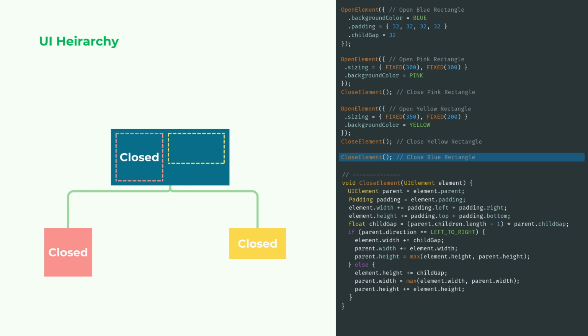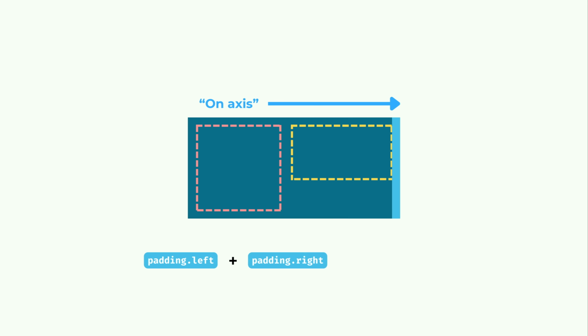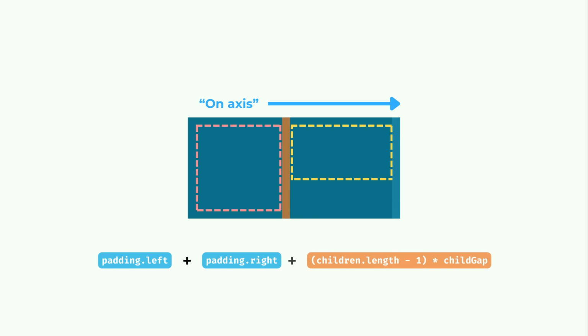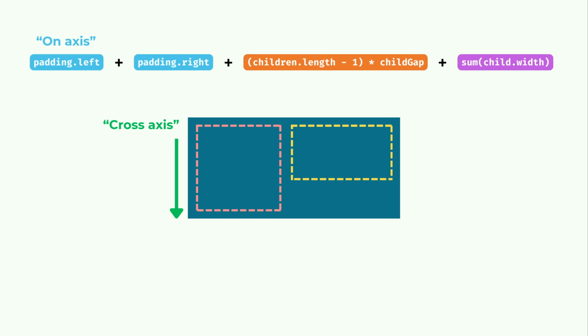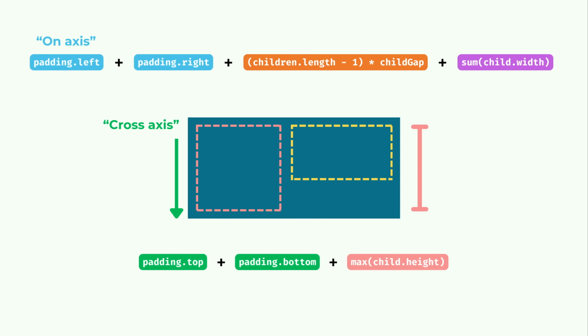So just to summarize, the result of our fit sizing algorithm in simple terms looks like this. The size of the parent towards the layout direction is the 2 padding values along that axis, in this case left and right, plus the child gap multiplied by the child count minus 1, plus the combined size of all the children, which is just this same approach applied recursively. The size of the parent against the layout direction is the top and bottom padding plus the maximum child height, that is the height of the largest child.